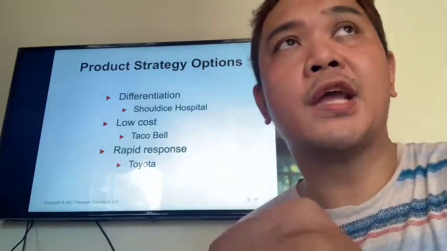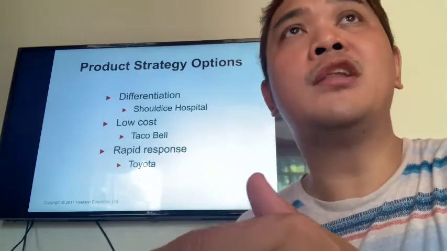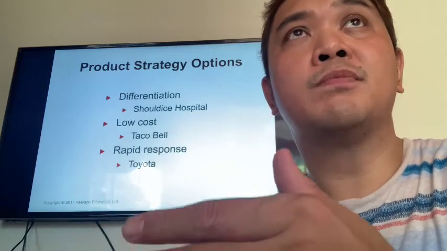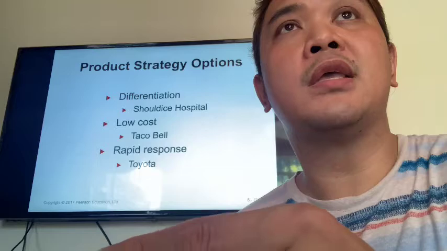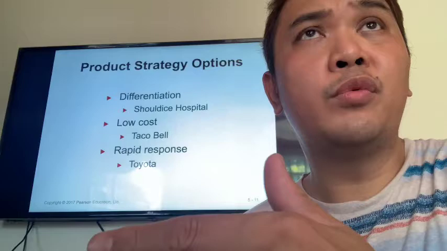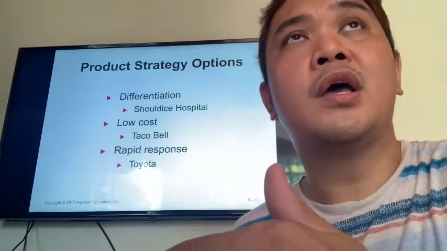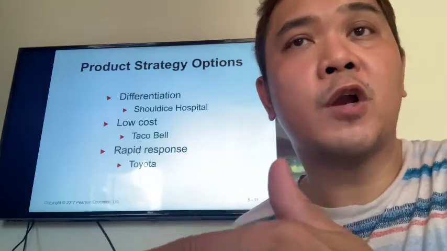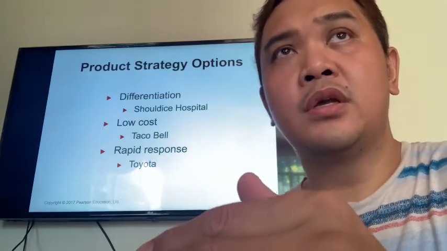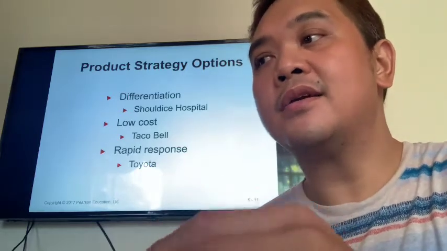Low cost, on the other hand, meaning you manufacture your product at a low cost. How will you attain this? For example, you have a supplier that gives you quality supplies at a low cost. That is already one way of achieving low cost production, and in that way also you can sell your product at a low cost. So that is low cost strategy. And lastly, your rapid response.